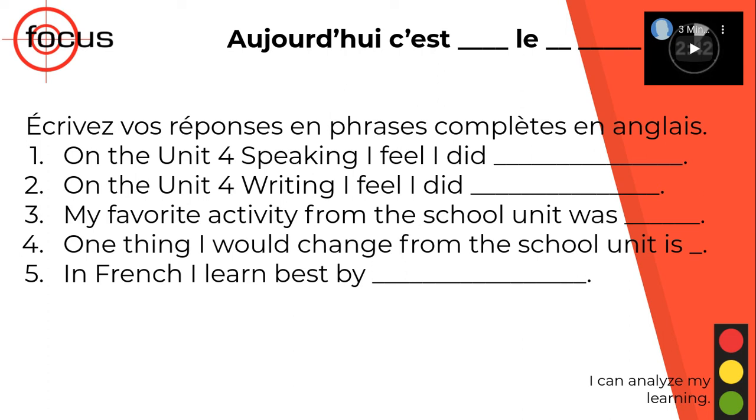Fill in the blank. Number 3, my favorite activity from the school unit, that was unit 4, was. Then number 4, one thing I would change from the school unit is. And then 5, in French, I learn best by, and your answer. So go ahead, fill out today's date with the day of the week, the day of the month, and then you're answering these questions or finishing these sentences in English.